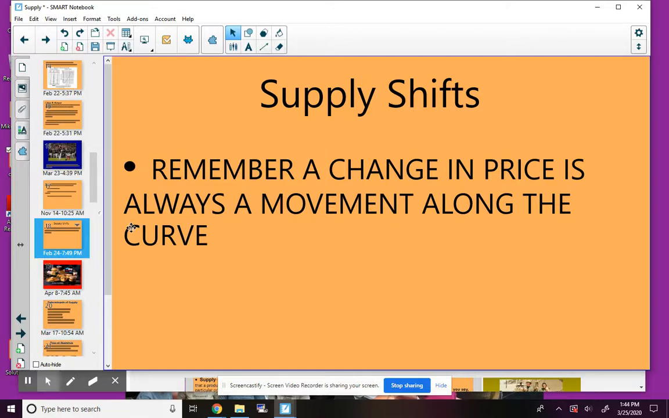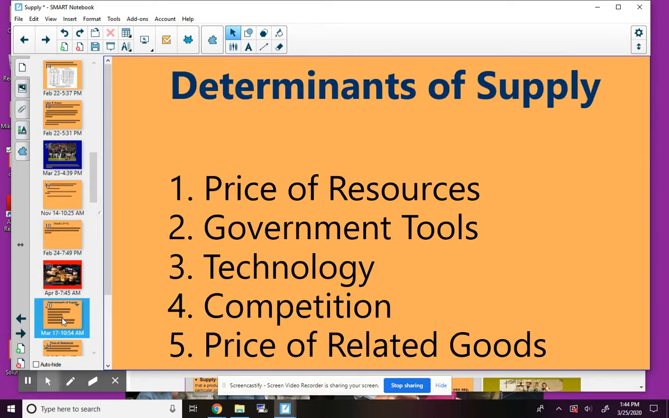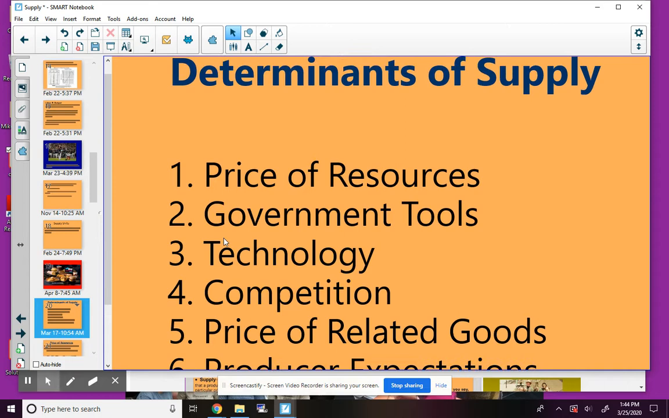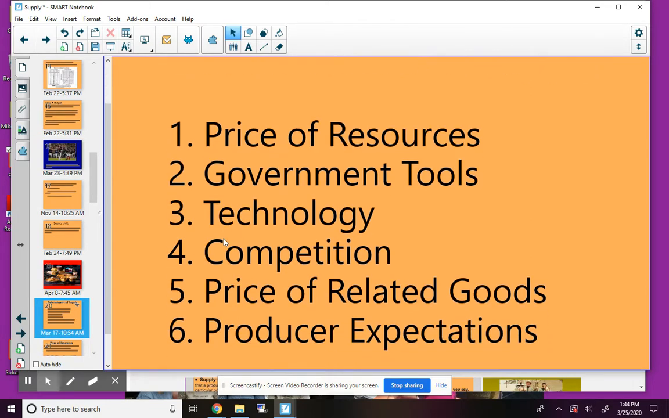Okay, so hopefully learning about the determinants of supply is going to be easier since you're familiar with the determinants of demand. And just a reminder, like demand, anytime you change the price of an item, that's always a movement along the curve. So if the price goes up or down, you move along the curve. What we're going to look at this unit are the things that shift a supply curve. Again, we're always thinking of supply from a producer's point of view.